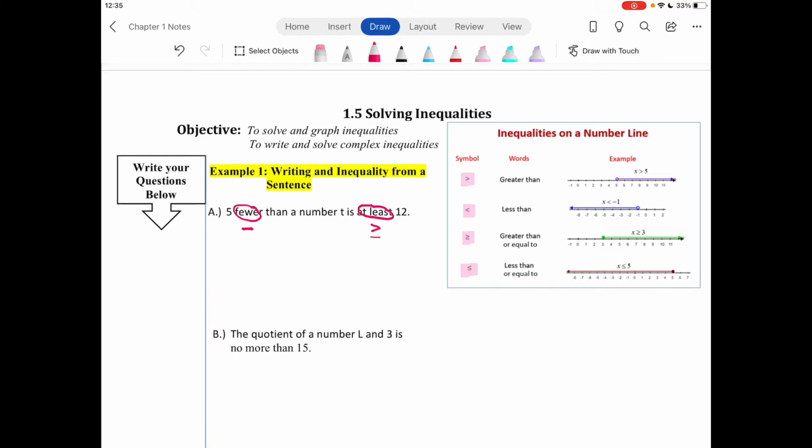Now we just need to put the numbers into the expression. Since it's 5 fewer than a number t, t comes first. So we're going to do t minus 5. We already said our symbol is greater than or equal to, and it's greater than or equal to 12.